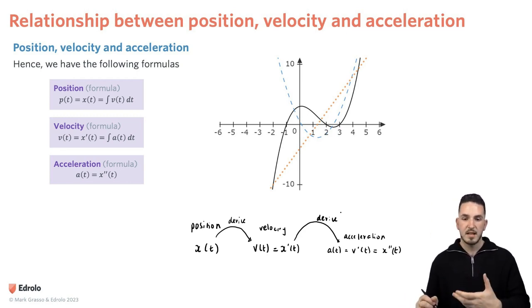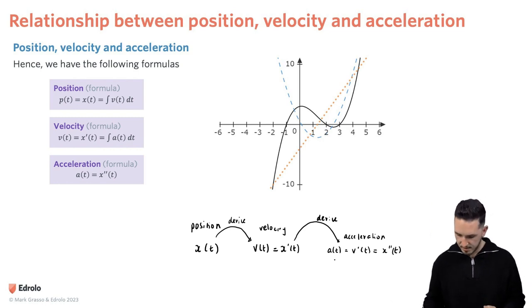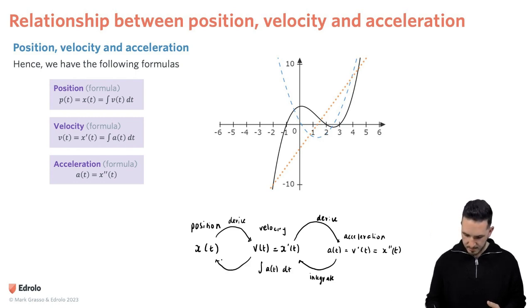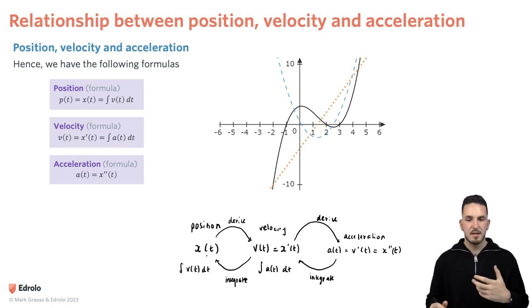Well, if you want to move from acceleration to velocity, in the other direction, you integrate and you anti-derive. So essentially you can also write the velocity as the integral of the acceleration. And then integrating again, you get the position. So that means we could write that as the integral of the velocity. And again, this is summarized in these three formula boxes.